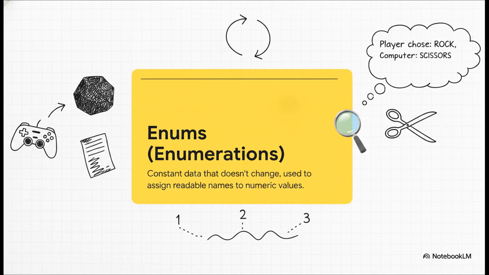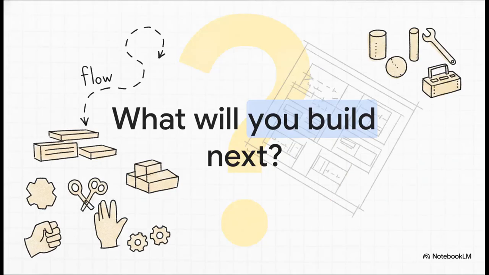Enter enums, or enumerations. Instead of using these awkward, what we call magic numbers, we assign human-friendly constant labels. So 1 becomes rock in all caps. When the game finishes, it translates those raw numbers back into these labels, telling the user exactly what happened in plain, readable English. And literally just like that, you've built a fully functional game from scratch.